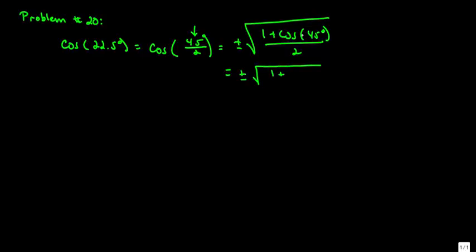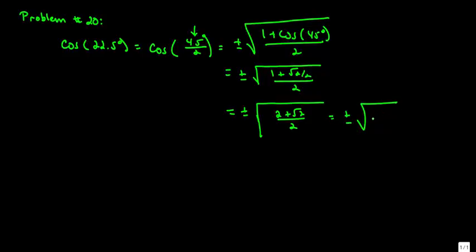So this is 1 plus cosine of 45, which is root 2 over 2. So this is 2 plus the square root of 2, over 2, over 2, which is 2 plus the square root of 2 over 4, which is the square root of 2 plus the square root of 2, all divided by 2.